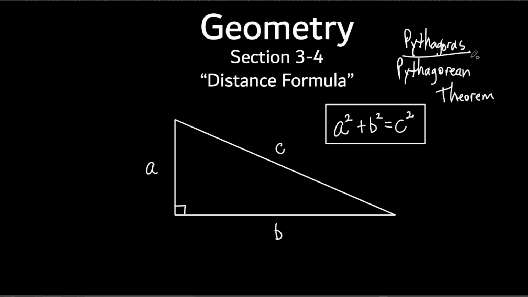Not all together because of him, but he didn't actually come up with it. They knew about this theorem long before. Casey, up here, please. They knew about this theorem long before Pythagoras was around. But Pythagoras was the first one to actually prove that it was true, all right?